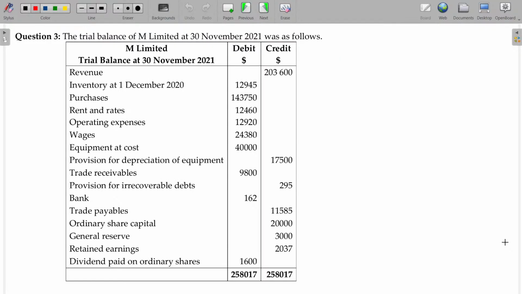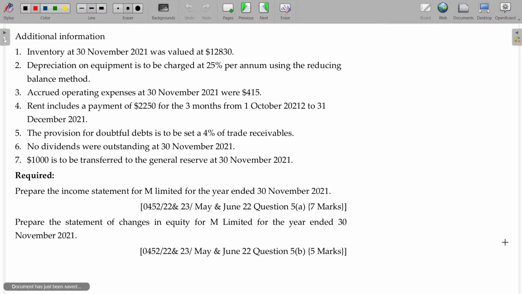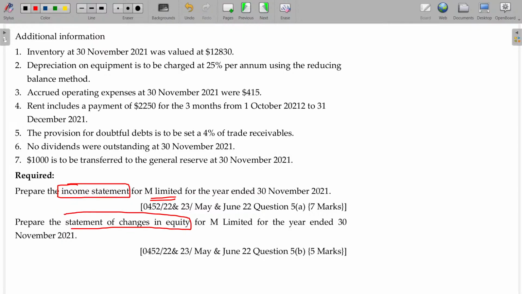This question number 3, we have been given a trial balance. Prepare the income statement. The requirement is an income statement to be prepared for M Limited. You might have studied the income statement in your financial statements chapter, so bring that knowledge from there to here. Later you have to prepare the statement of changes in equity. 7 plus 5, 8 marks.